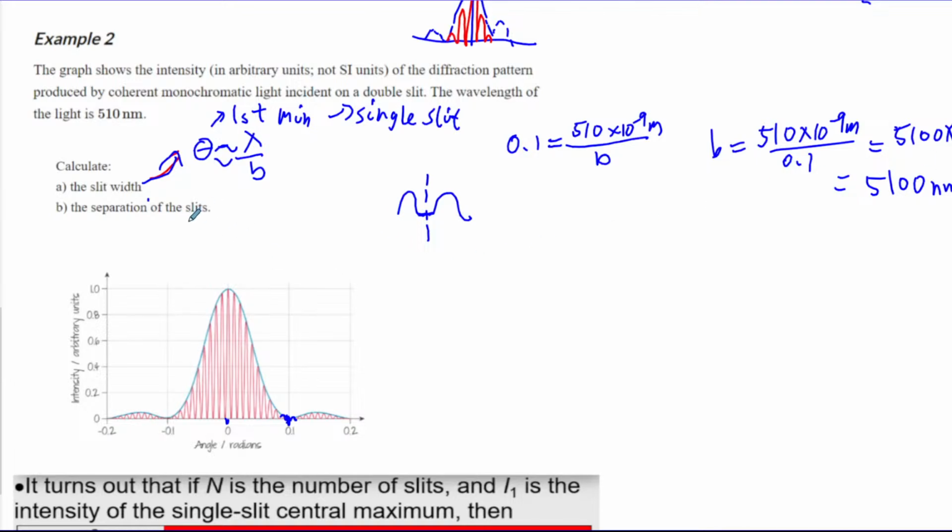As for the separation of the slits, that's about the double slit. So this one you should be using s equal to lambda D over d, and you're looking for d here. I'm going to rearrange the formula first. So d is equal to lambda D over s. However, you say, but I don't have D and I don't have s. I only have the angles. How do I do that?